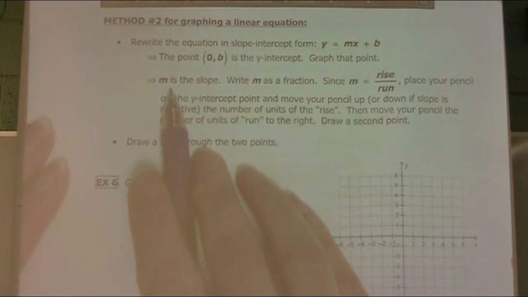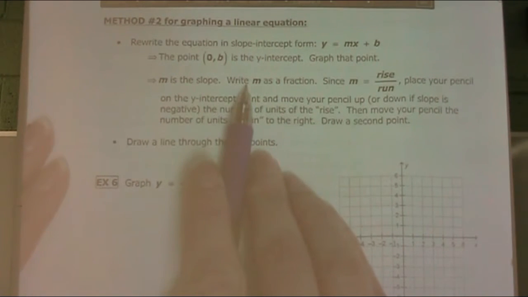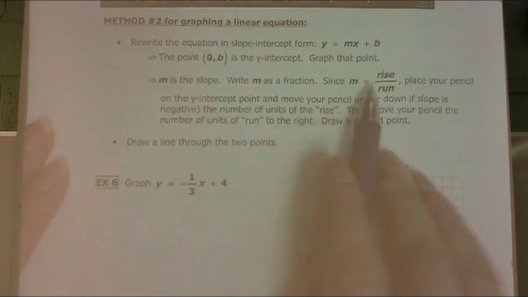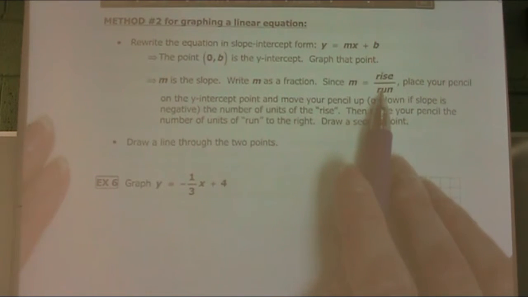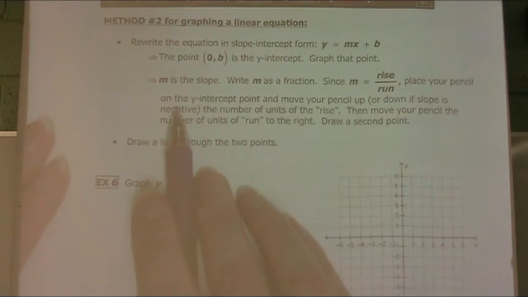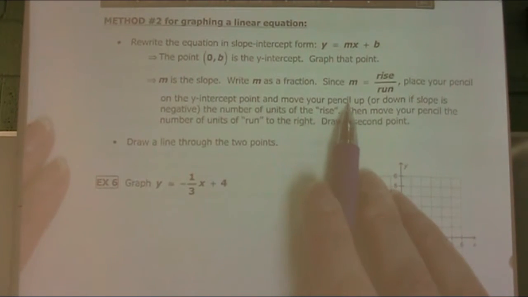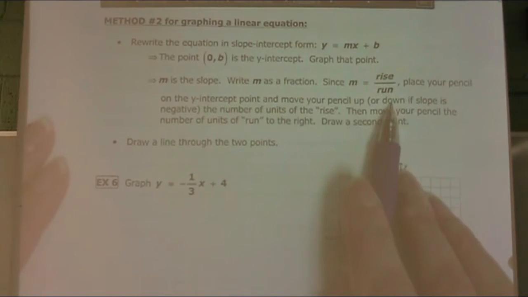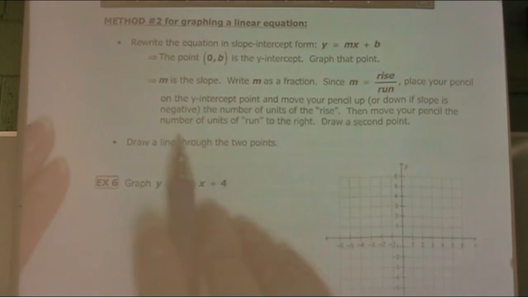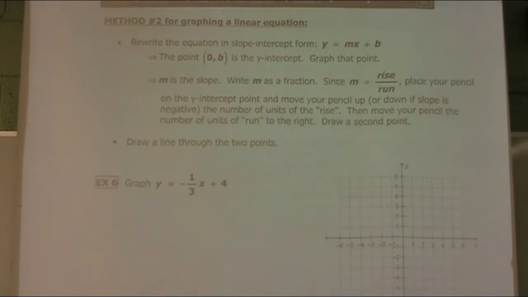M is the slope. We're going to write m as a fraction, and since m, the slope, is rise over run, we're going to place our pencil on the y-intercept point, move your pencil up the number of units of rise, or down if the slope is negative. Then move your pencil the number of units of run to the right and draw a second point. Now, again, you're going to use a ruler and draw a line through the 2 points.